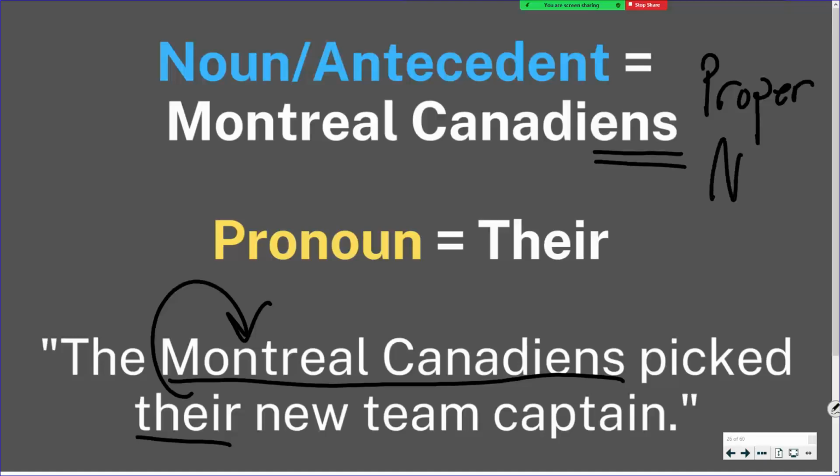Proper noun is another subcategory of noun. And proper nouns are specific people, places, or things, and they're always capitalized, right? Always capital M, capital C. So we could say the Montreal Canadiens picked the Montreal Canadiens' new team captain, which gets really repetitive. And that's why pronouns were invented. And like all language, they weren't invented in a laboratory. They weren't invented in classrooms. These things come about because this is the way people speak to each other. And pronouns are really important because they let you say things quicker and they make you less repetitive. So instead of saying the Montreal Canadiens picked the Montreal Canadiens' new captain, we simply replace Montreal Canadiens with their. But you have to use the right pronoun.